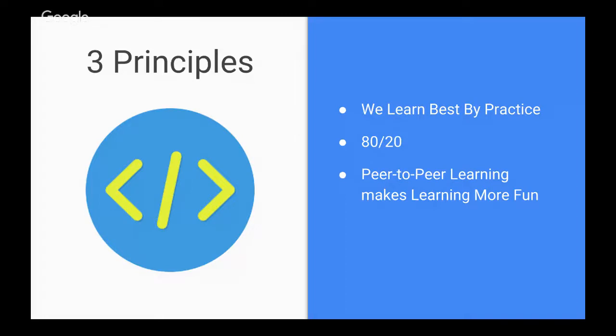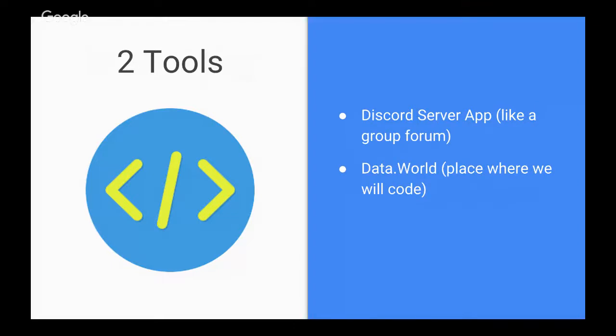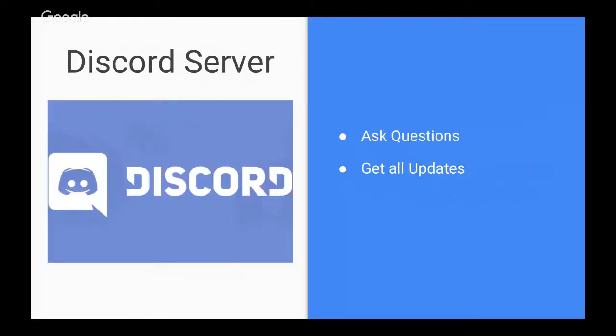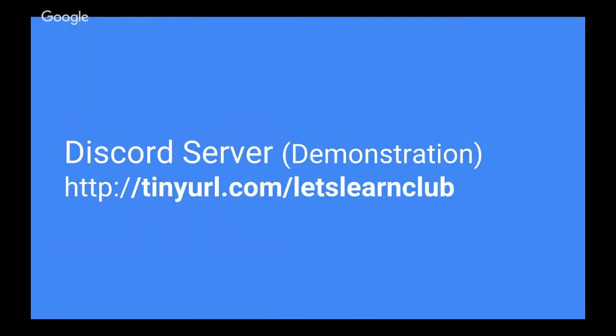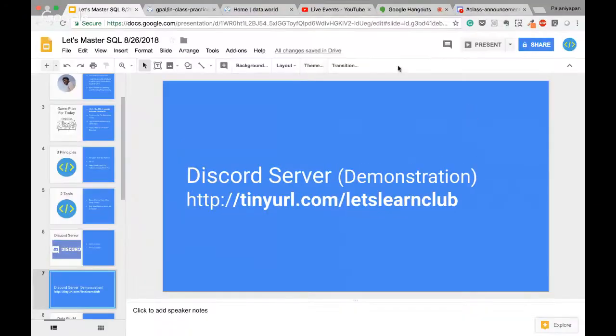Let's make this work. So the 2 tools that we're going to be using today, the first is our Discord server app, and the second is data.world. So Discord server is the place for you to ask all questions and get all updates. And if you haven't signed up for it, this is the link to sign up for it. And I'm going to show you the specific channel that we're going to be using today.